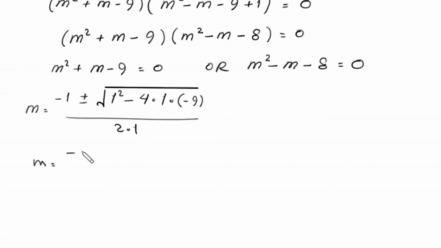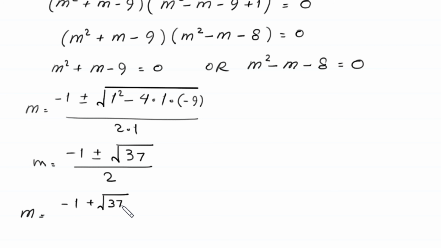M is equal to negative 1 plus minus square root of 1 squared is 1 and negative 4 times 1 times negative 9, 36. 36 plus 1 will become 37, divided by 2 times 1, 2. So from here we get two values of m. M is equal to negative 1 plus root 37 over 2, and m is equal to -1 minus root 37 over 2.